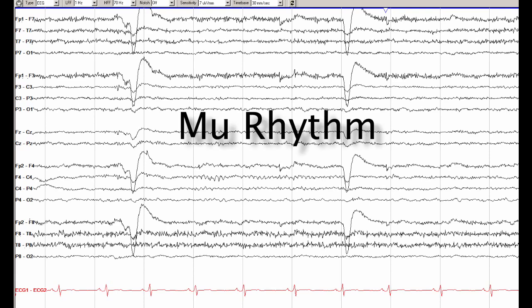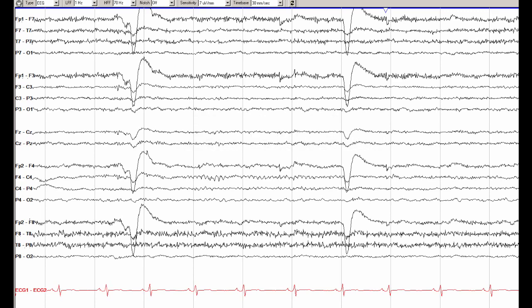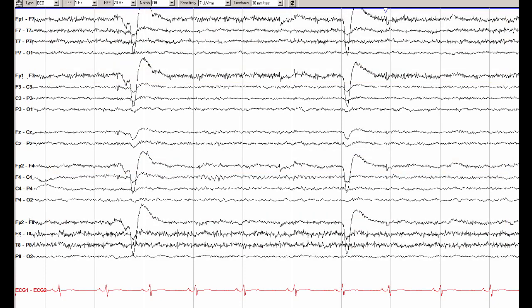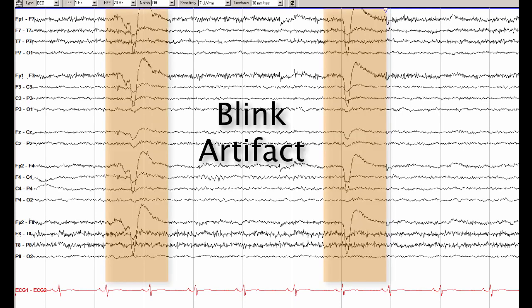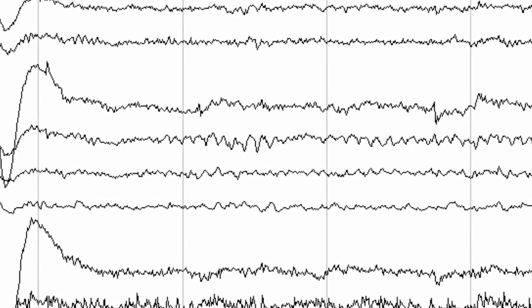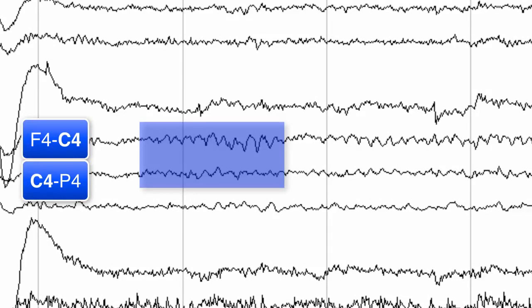Here we have another example of an awake recording, again a clue being the prominent myogenic artifact in the frontal and temporal regions. We can also see that this patient likely has their eyes open, as we have prominent blink artifacts. We do not see much of an alpha rhythm, which is not surprising considering this patient's eyes are open. What we do see in the parasagittal region, particularly on the right side, is a rhythm that is maximal at C4. Let's look at this more carefully.